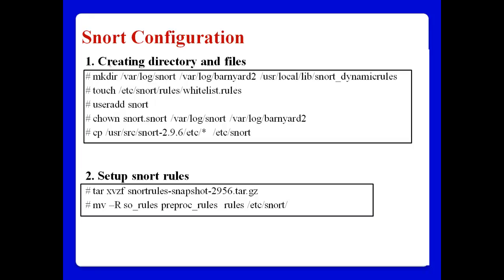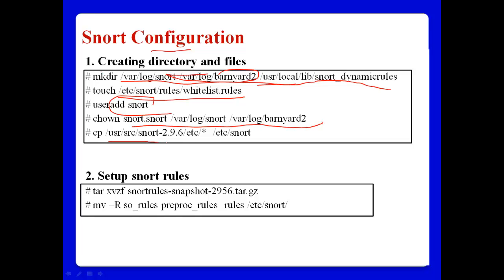Snort configuration, at first we need to create some directories and files. At first, create this directory, /var/log/snort, and the other one. Later, in part 4, I will explain about this one and this directory as well. And after that, we need to create the empty file using touch, /etc/snort/rules whitelist.rules. And after that, we need to create the user snort. And after that, we need to change the ownership of /var/log/snort and the other log directory too.